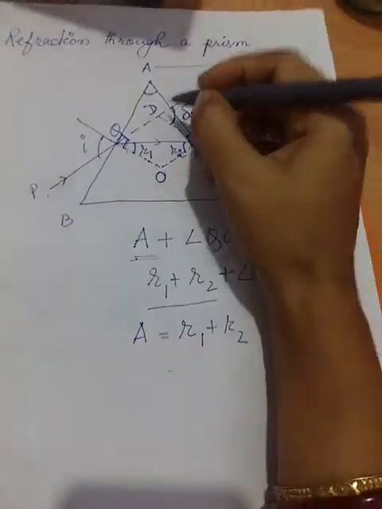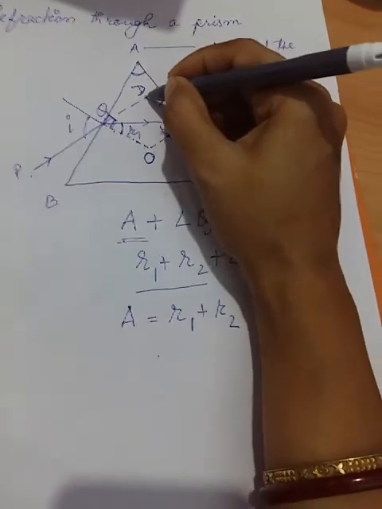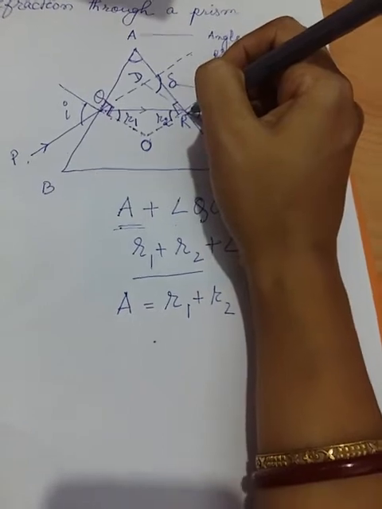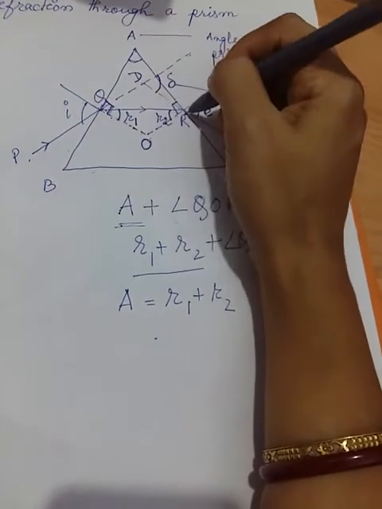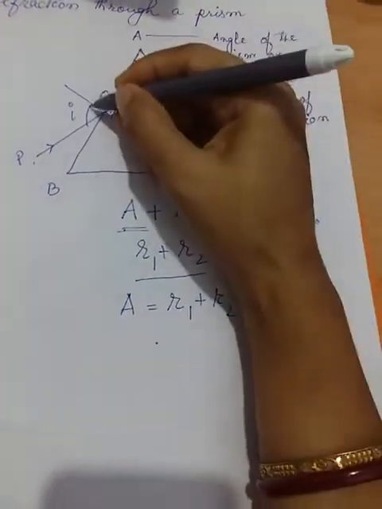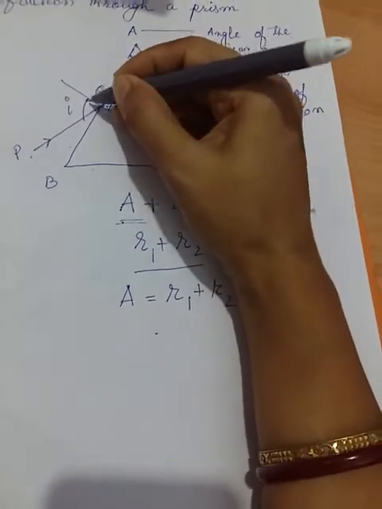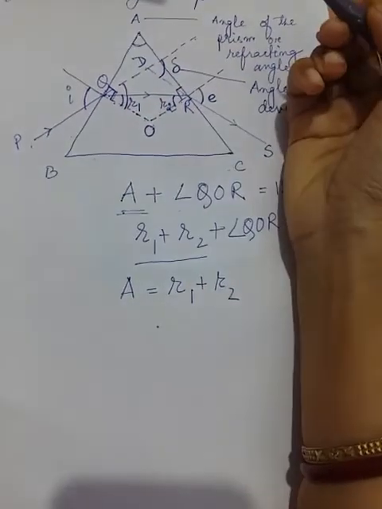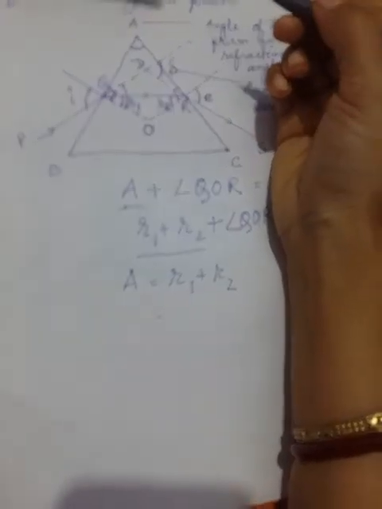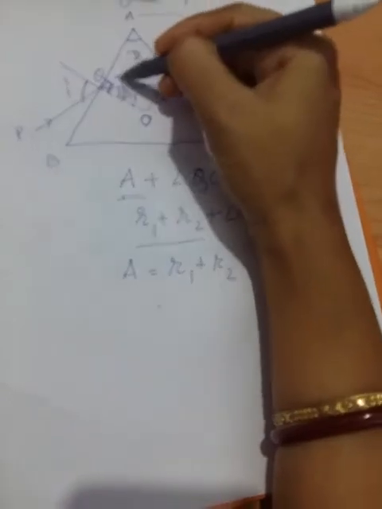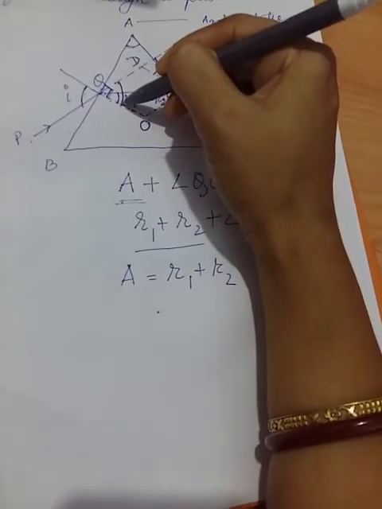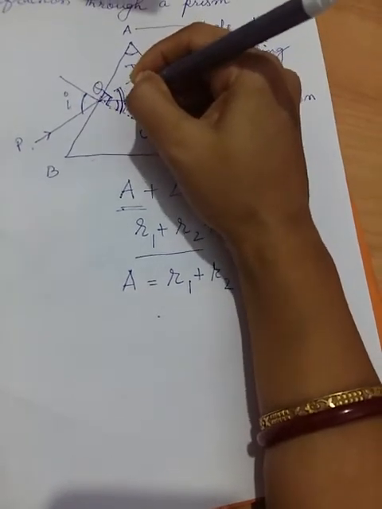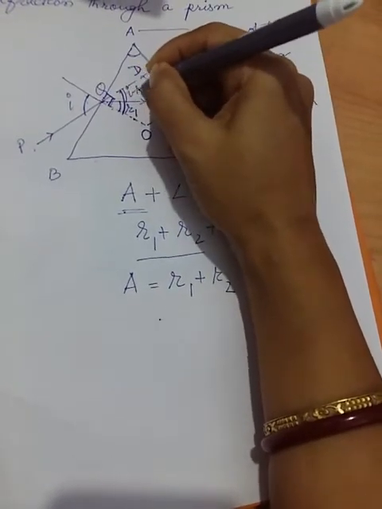Now we take the triangle DQR. If you observe in the diagram, this angle and the whole angle are vertically opposite angles. So if this one is I, then this one also equals I. And if this one is I, then this one is I minus R1.